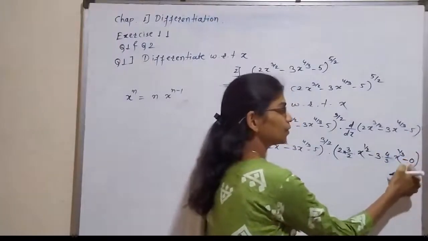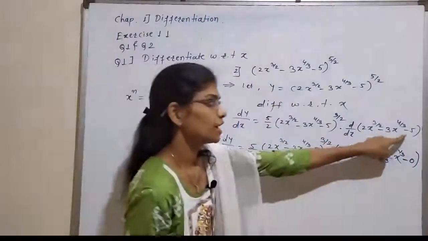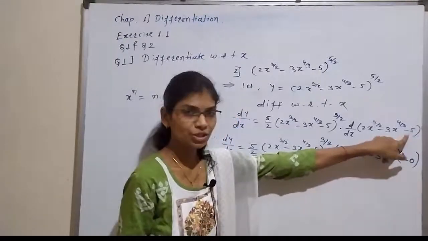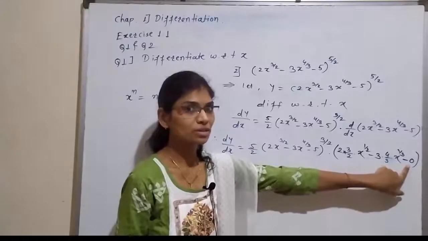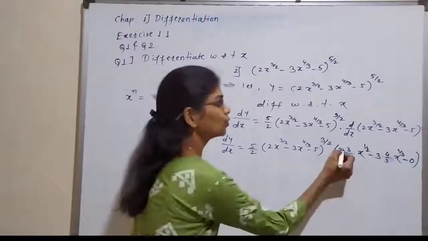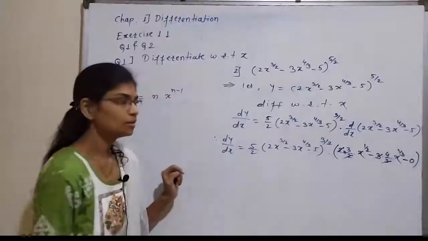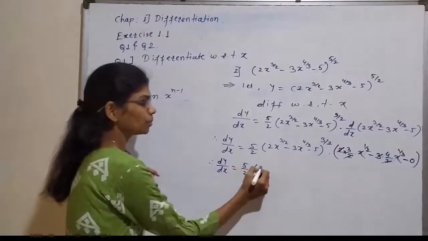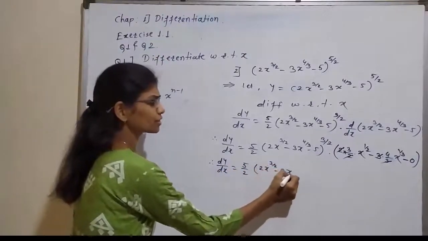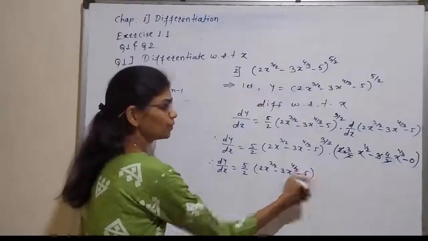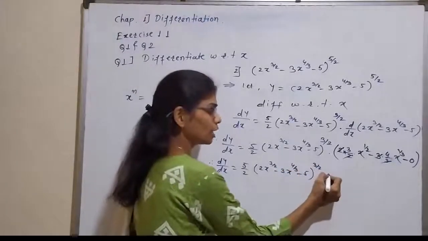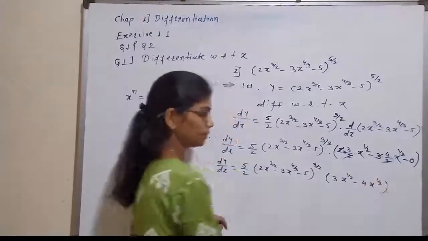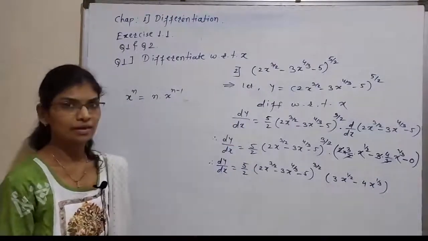Minus the derivative of 5, which is a constant term, and its derivative is 0, because no variable is present, only a constant term, and we know that the derivative of each constant term is 0. Therefore, here 2 gets cancelled, 3 also gets cancelled. That is why the derivative of y with respect to x is equal to 5 by 2 in bracket 2x raised to 3 by 2 minus 3x raised to 4 by 3 minus 5 raised to 3 by 2, in bracket 3x raised to 1 by 2 minus 4x raised to 1 by 3. That is our final answer.